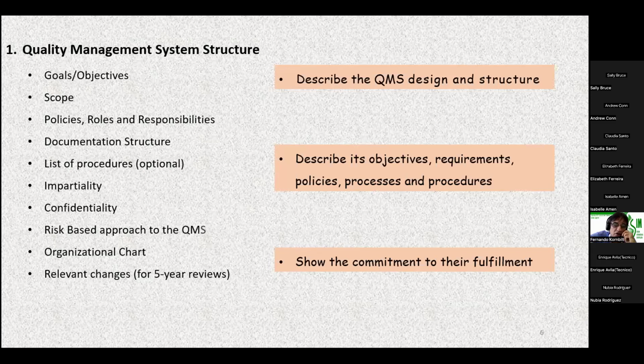Of course, it's not just to put the quality manual in chapter 1. It's just to put a summary that is enough and adequate that shows reviewers how the system works, what is the shape and structure of the system.